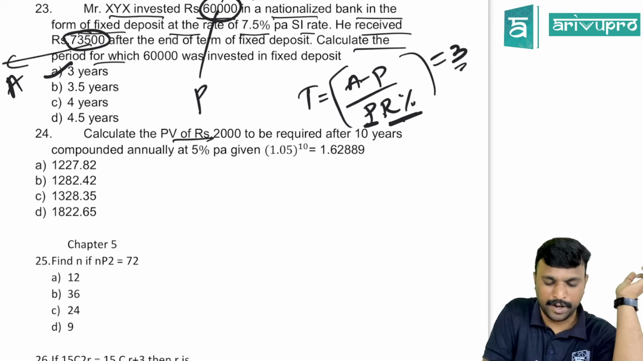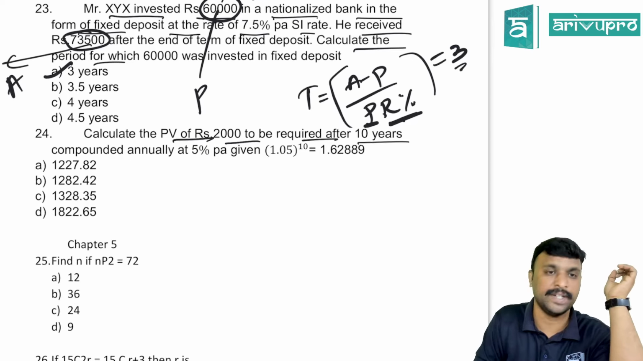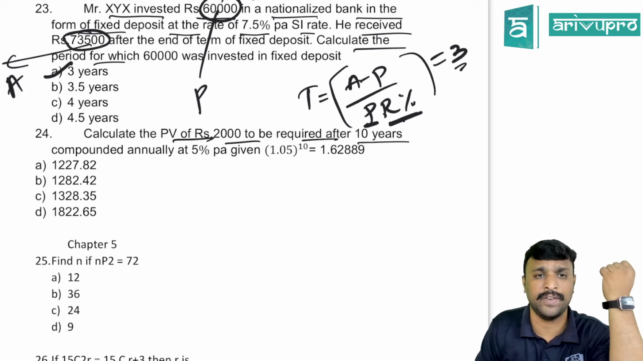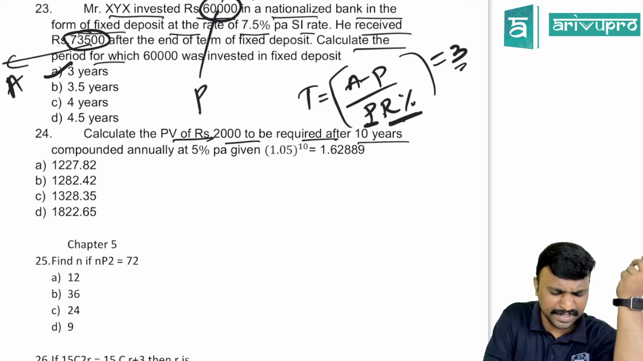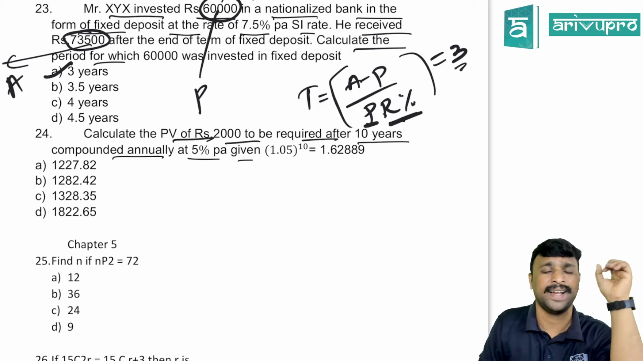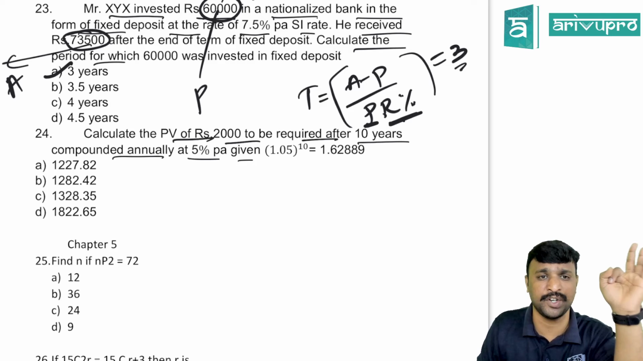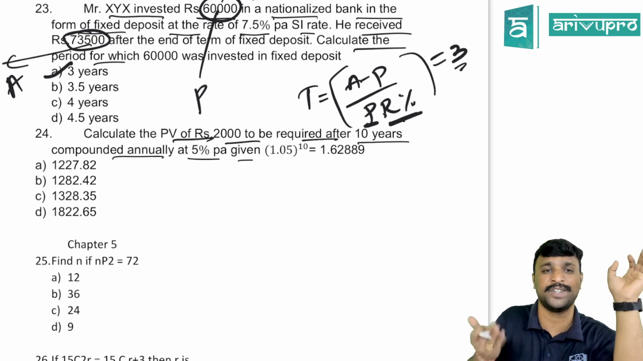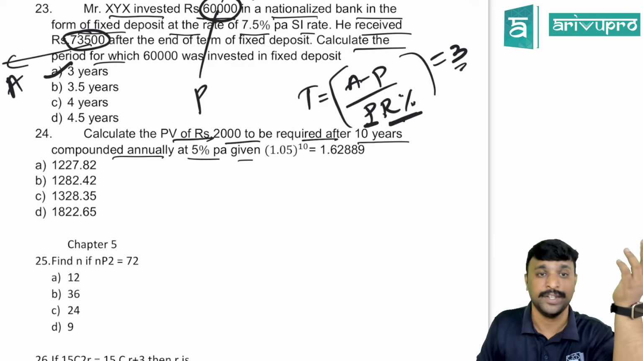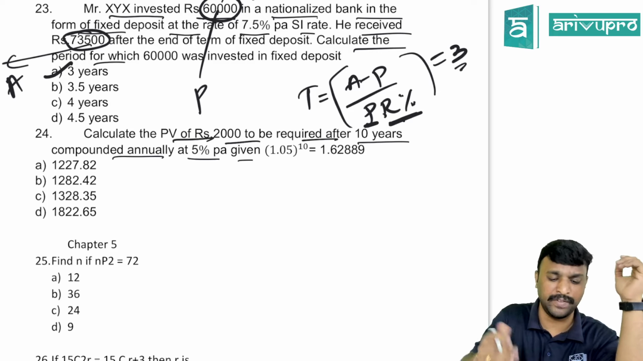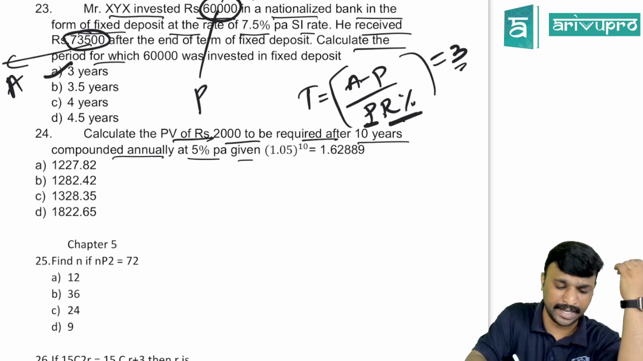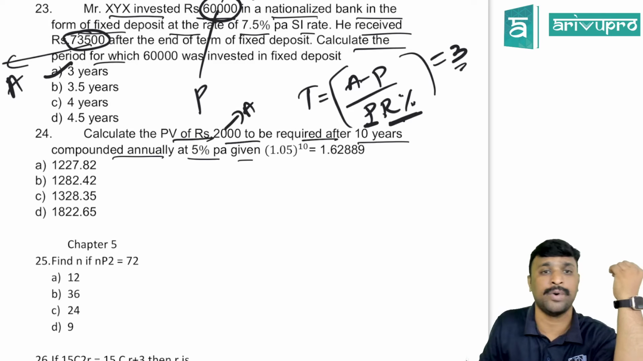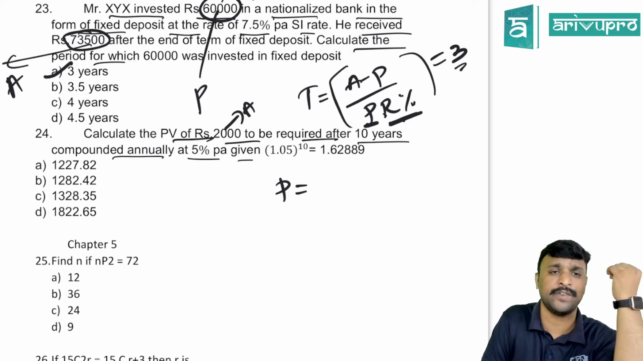Calculate the PV of 2,000 to be required after 10 years. Guys, you need to find the PV of rupees 2,000 to be required after 10 years compounded annually at 5%. Guys, is it an annuity problem? Definitely it's not an annuity problem, because 2,000 is not required invested every year. So definitely we need to find the PV of rupees 2,000 to be required after 10 years. You want 2,000 after 10 years, that means 2,000 is amount. So what we need to find out is present value P.